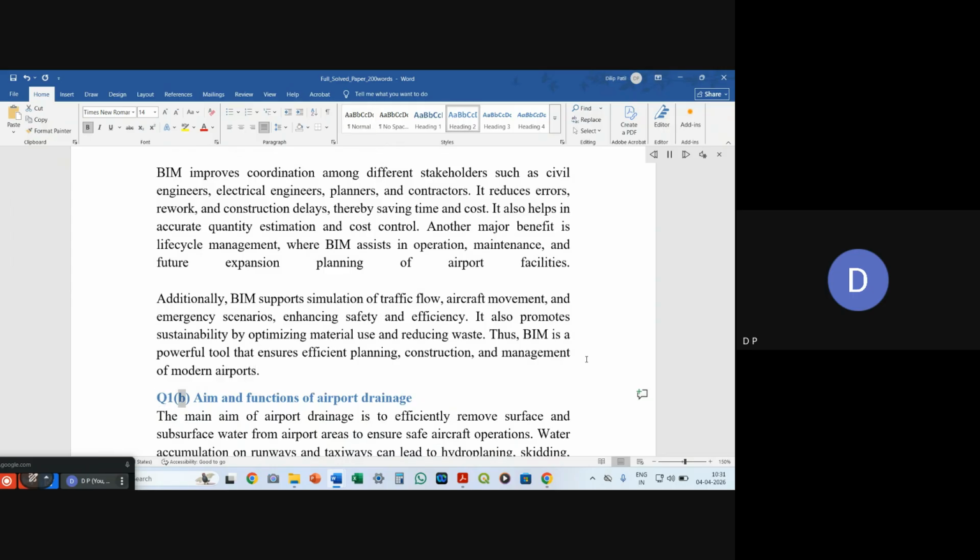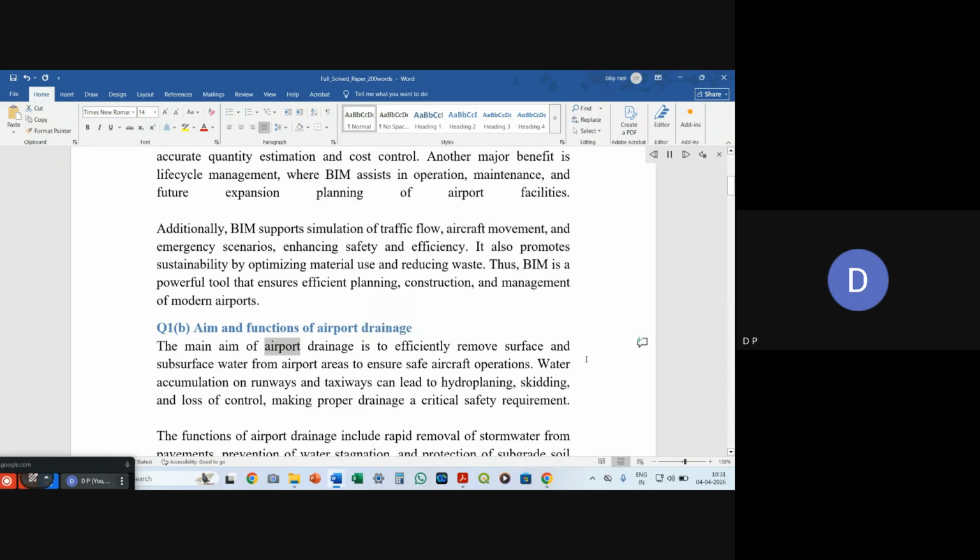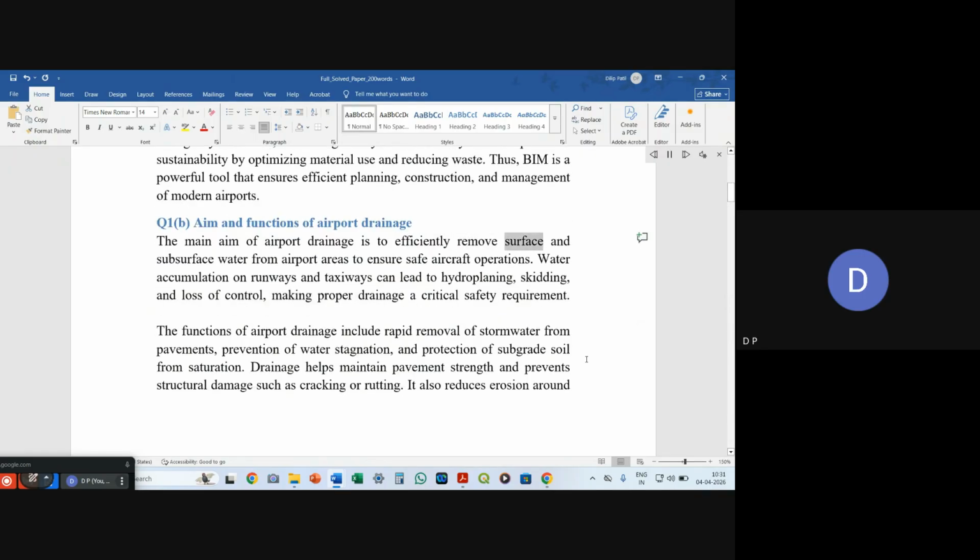Q1. B. Aim and functions of airport drainage. The main aim of airport drainage is to efficiently remove surface and subsurface water from airport areas to ensure safe aircraft operations. Water accumulation on runways and taxiways can lead to hydroplaning, skidding, and loss of control, making proper drainage a critical safety requirement. The functions of airport drainage include rapid removal of stormwater from pavements, prevention of water stagnation, and protection of subgrade soil from saturation.